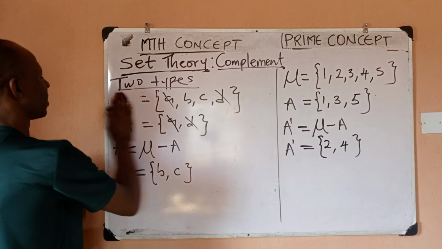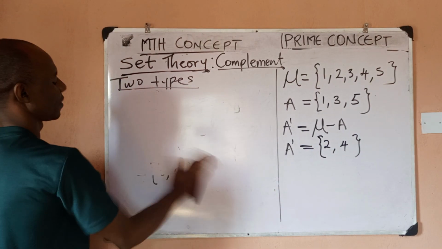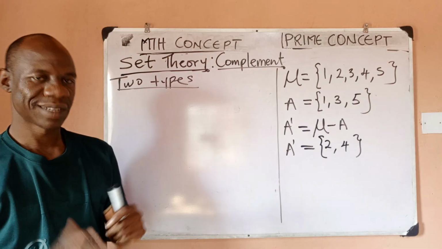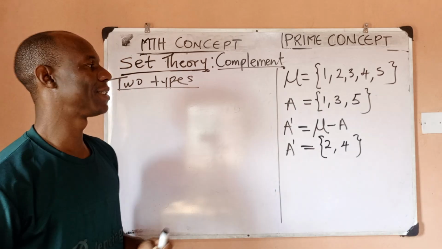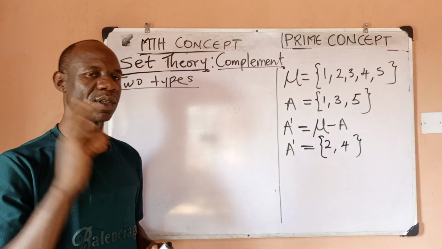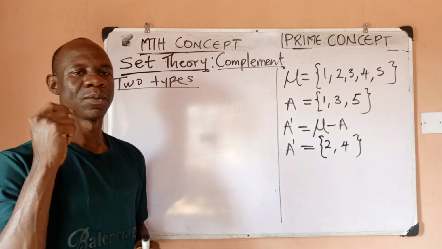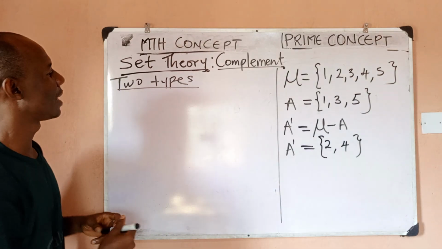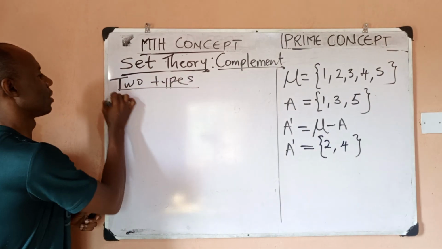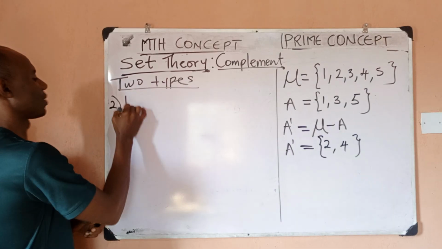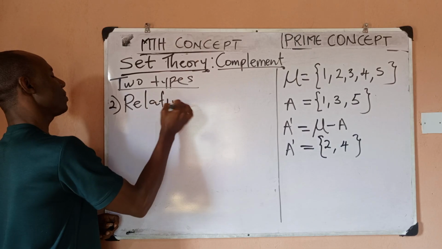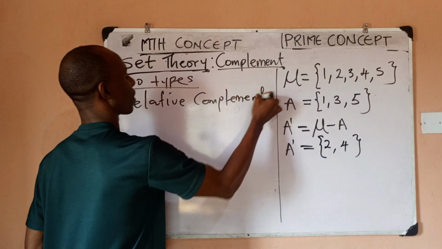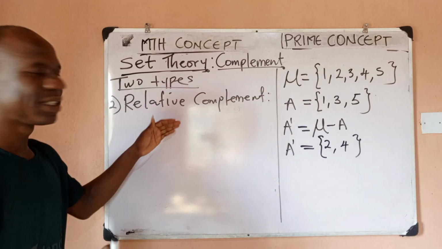Number two we want to consider. Remember we said there are two types of complement, which is very important for you to know for the sake of your exams like your IGCSE exam, your SAT exam, your JAMB exam, your WAEC exams, your 100 level university exams, your high school exams. The second type of complement is what we know as relative complement.